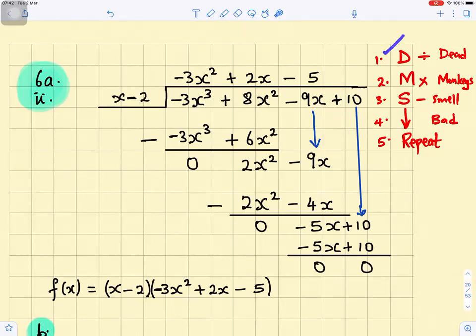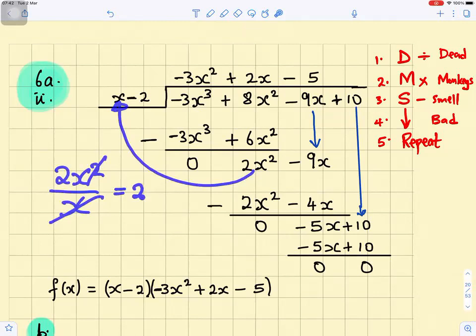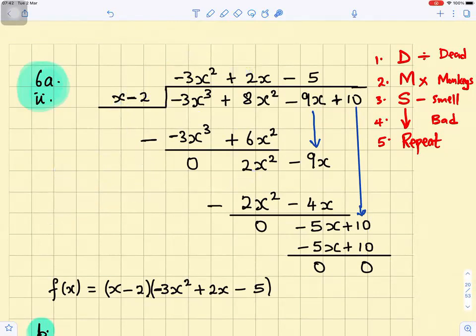Number 1 is divide. 2x squared divided by x. One of the x will cancel and you're left with 2x. So the answer will be 2x. You go to number 2. Number 2 is multiply. 2x times x gives you 2x squared. 2x times minus 2 gives you minus 4x.